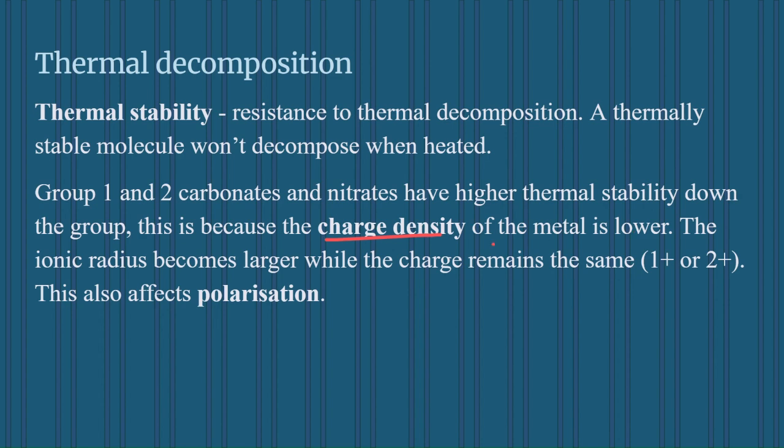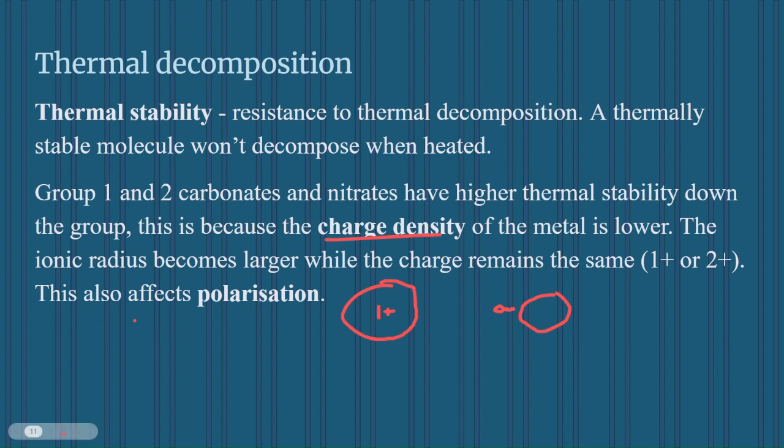So charge density is the amount of charge per size, so the ionic radius becomes larger while the charge remains the same. For example, if you've got a huge atom with 1 plus, that's not very charge dense. It's quite low charge density. If you've got a tiny atom and it's 5 plus or something, then that'll be a really high charge density. So that'll be less stable if it's attached to a carbonate, because carbonate's quite big. You can't see that. Not very stable.